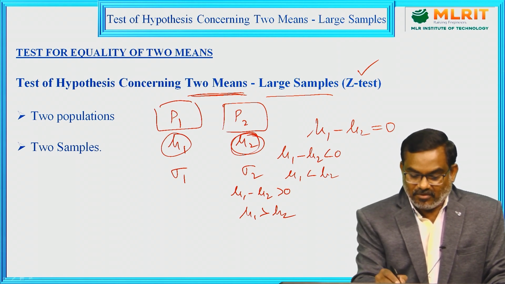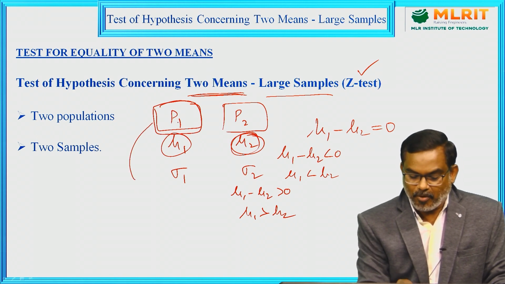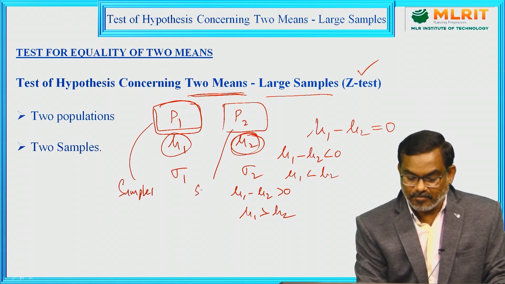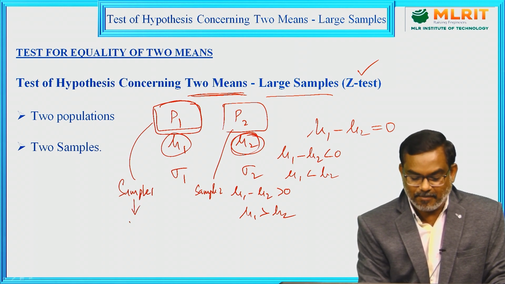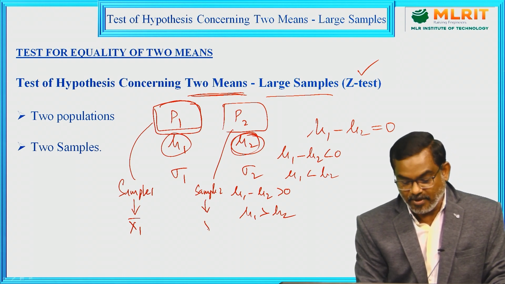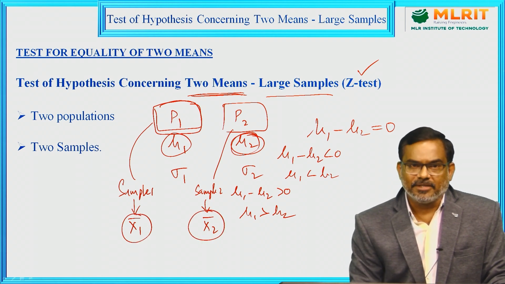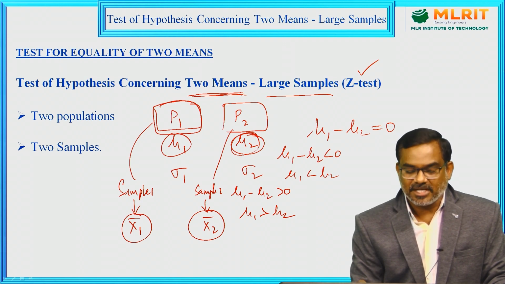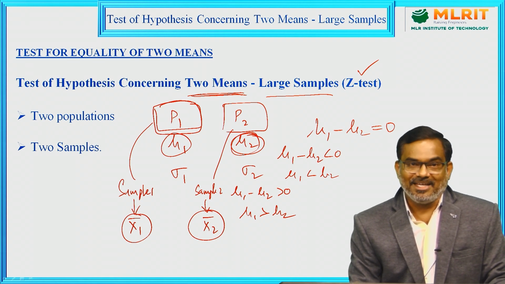Now we consider two samples: sample 1 from population 1 and sample 2 from population 2. Let us find the mean of the first sample and denote it by x1 bar, and the mean of the second sample denoted by x2 bar. Using these two sample means, we test whether the two population means are the same or not. So this test is called the test of hypothesis concerning two means, or the equality of two means.